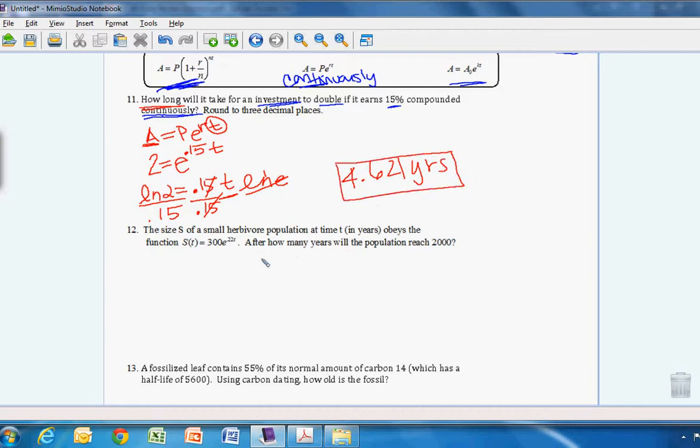Number 12. The size of a small herbivore population obeys the function. This is the function that they're already given to us. After how many years, so I'm looking for time, will the population reach 2,000? This is already given to me: my initial value, the exponential that doesn't change, my rate, and my time. I want to know when the population reaches 2,000. Any changed value is going to be on this side, so I'm going to plug in 2,000.